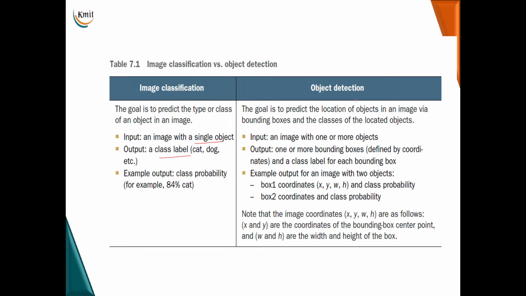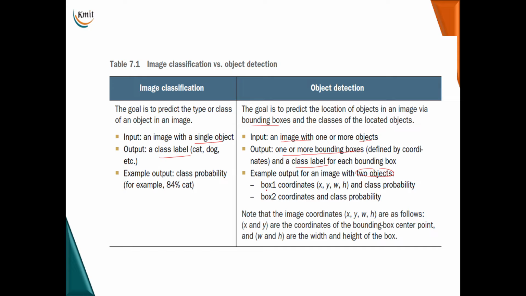Coming to object detection, here the goal is to predict the location of the objects in an image through bounding boxes and also find the classes of the located objects. So here what is the input? The input is an image, but with one or more objects, and the output will be bounding boxes with the coordinates and class labels for each bounding box. For example, for an image with 2 objects, as I have 2 objects in the image, we will have 2 bounding boxes.